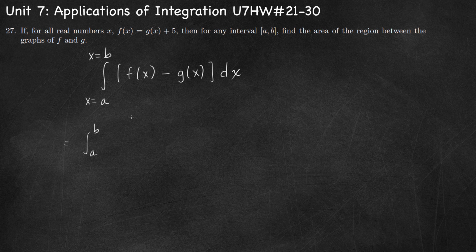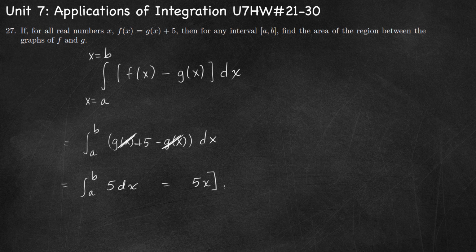So now this becomes the integral from a to b. I'm going to substitute g plus 5 in for f. So g of x plus 5 minus g of x times dx. And then g of x plus 5 minus g of x is just 5. So now we have the integral of 5 times dx from a to b. If we integrate that, we get 5x from a to b. We sub in the top value, so we get 5b minus, then sub in the bottom value, we get 5a. So 5 times b minus 5 times a.